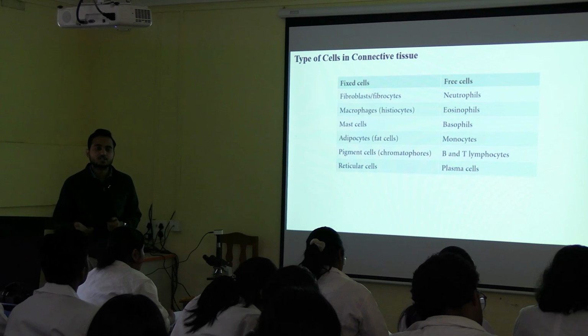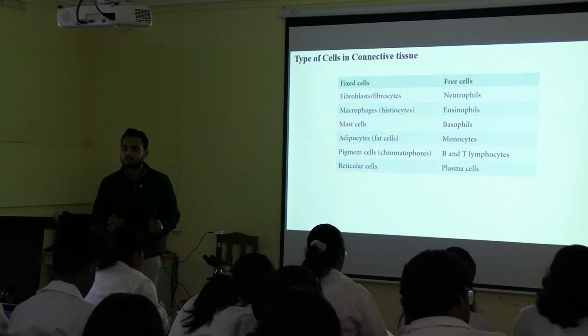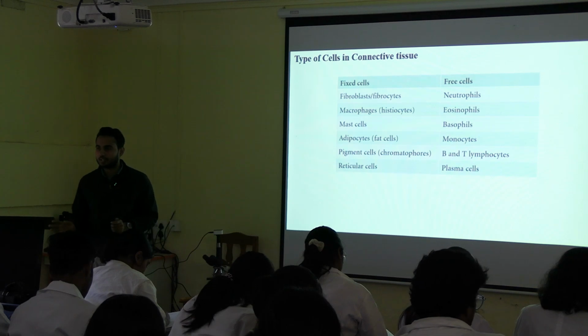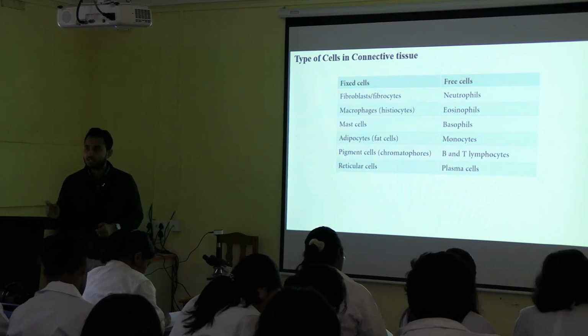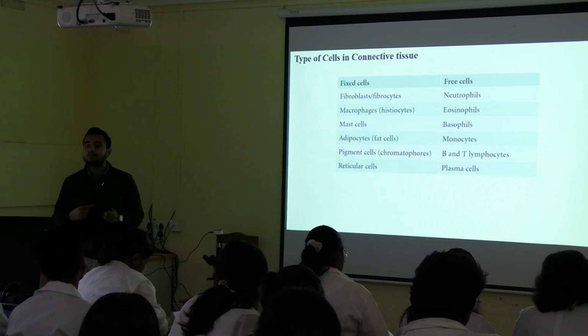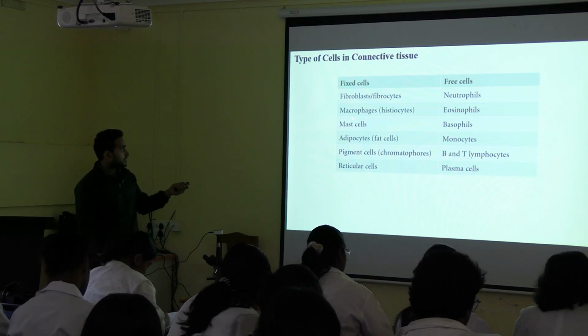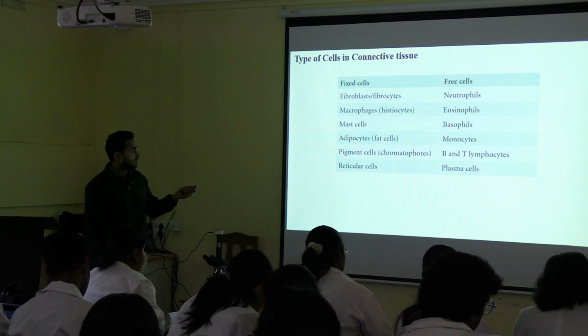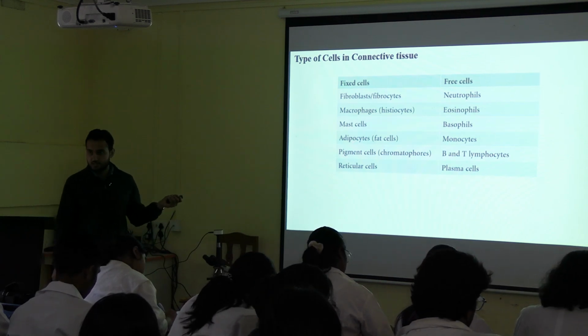So if anyone asks you whether fibroblasts and fibrocytes are the same or not, your answer will be no, these are not the same. Some differences are there. I will show you the diagram of the fibroblast and the diagram of the fibrocyte. By looking at the diagram of the cell, you can differentiate. Both the cells are not the same. Next, you can see macrophages, also called histiocytes, then mast cells, adipocytes, also called fat cells.